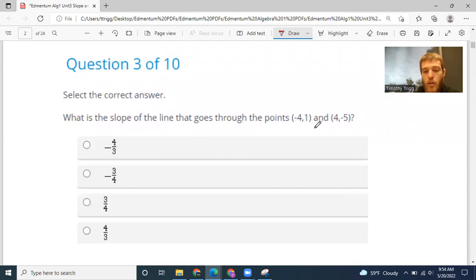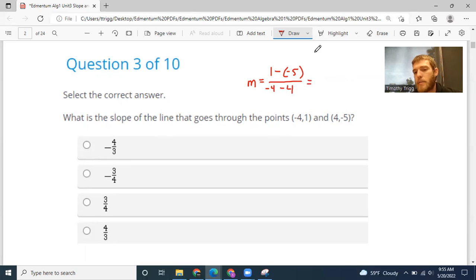What is the slope of a line that goes through -4, 1 and 4, -5? There's a couple ways you can do this. One way is to go ahead and graph these points and then count the rise over run. The other way you can do it is by using this slope formula where we subtract the y coordinates. That gives us the rise. So in this case, that's going to be 1 minus -5. Notice I'm subtracting the y coordinates for the rise. That's your vertical. Over the run. So here we'd be -4 minus 4.